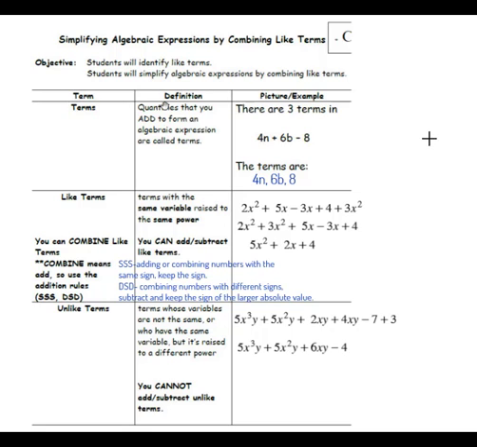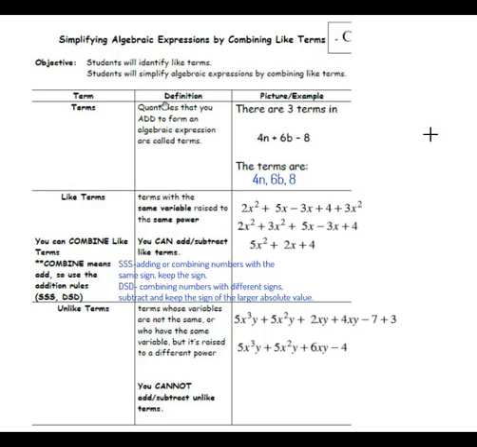Today I'm going to review simplifying algebraic expressions by combining like terms. Our objective is to be able to identify like terms and to simplify algebraic expressions by combining like terms. One of the things you're going to notice with expressions is there is no equal sign.